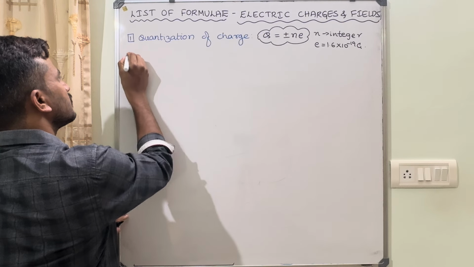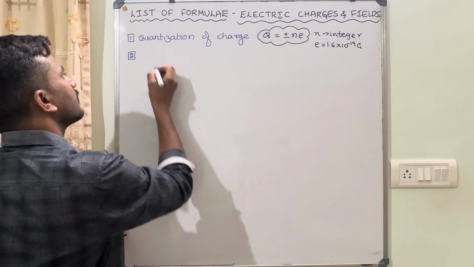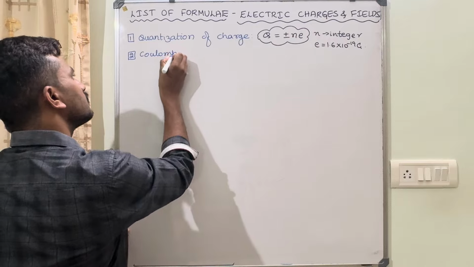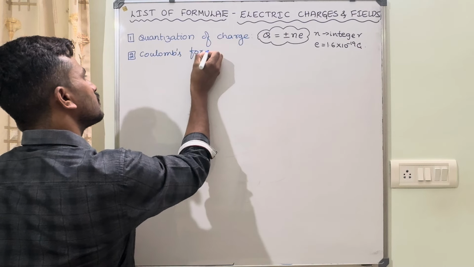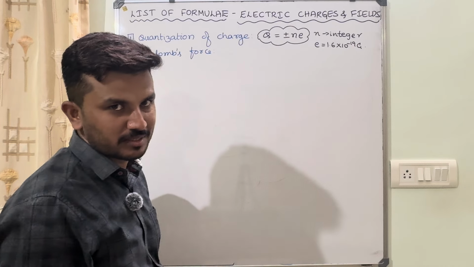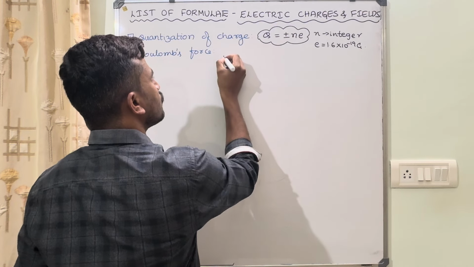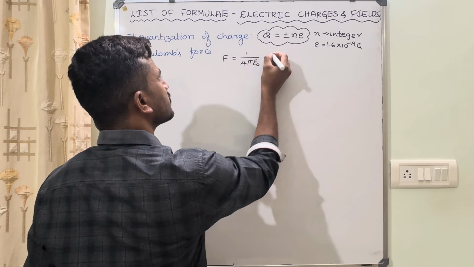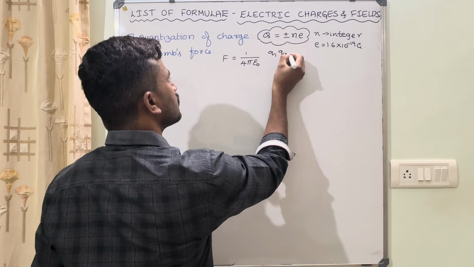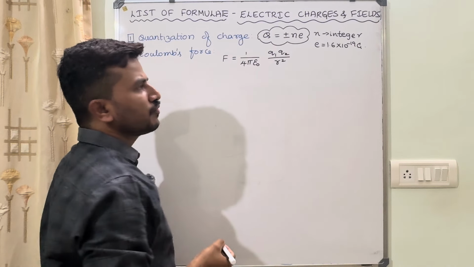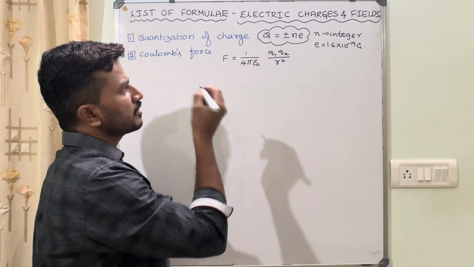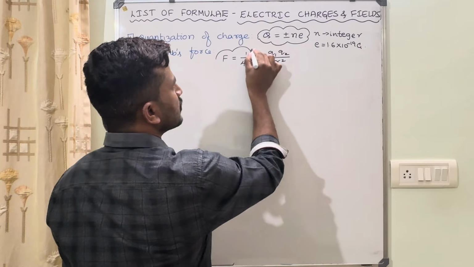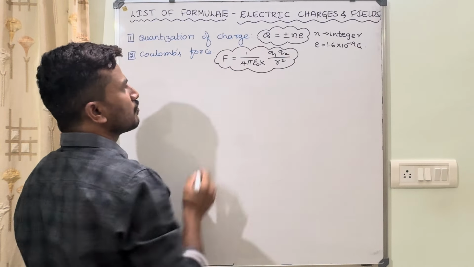Second formula is Coulomb force. So Coulomb force between two charges is given by F is equal to 1 over 4 pi epsilon naught Q1 Q2 divided by R square. So if you consider vacuum, this is the formula, but if a dielectric medium is given, you have to write K. So this is the formula for Coulomb force.